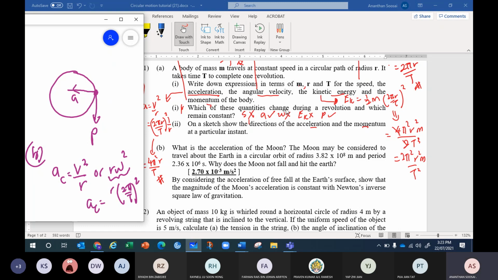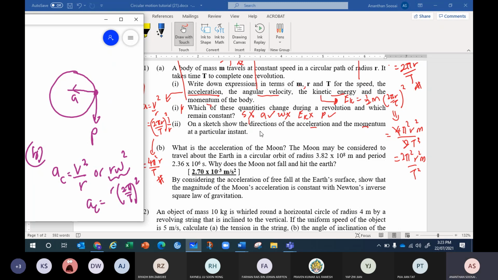Okay, so I hope all of you got this answer, 2.7 times 10 to the power negative 3. Just the formula needed is R omega squared. You have to be careful which one to use, V squared over R or R omega squared. If period is given, R omega squared is the most suitable.